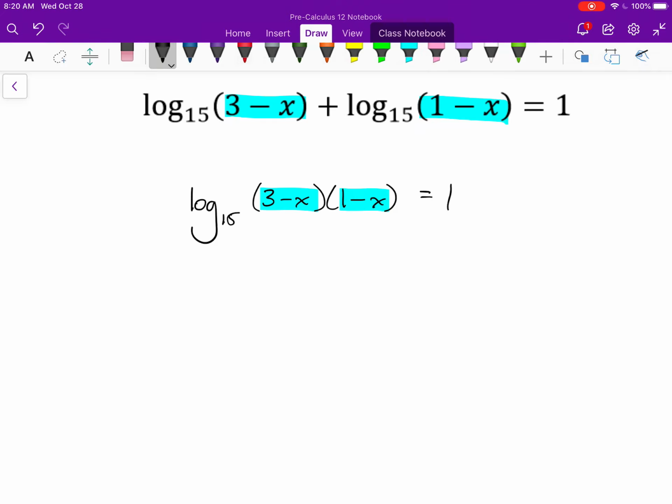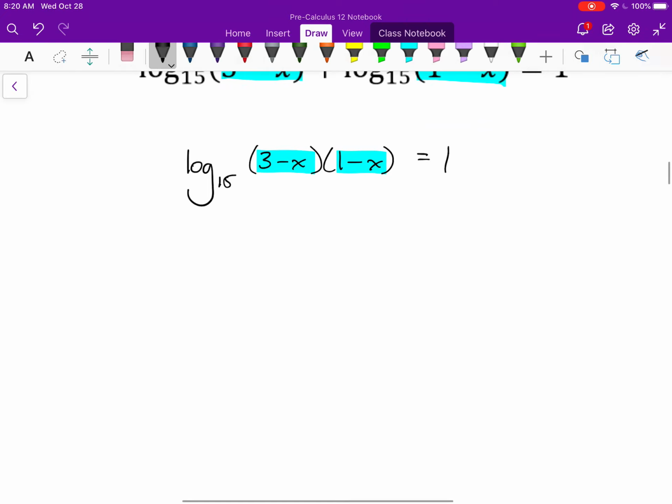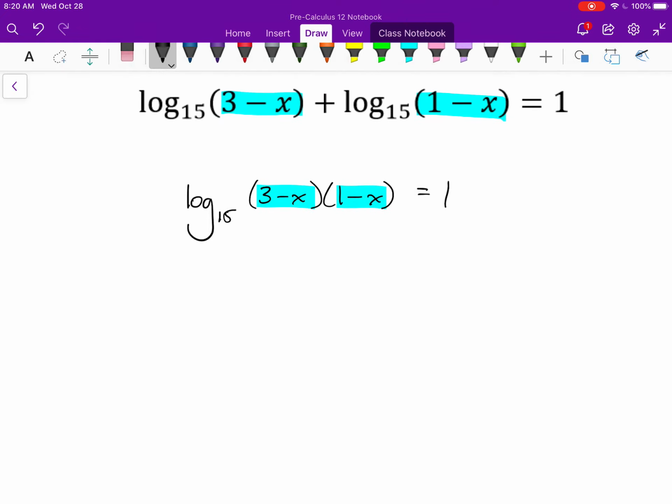And if I write it like this, I now have something that is still a bit messy, but it's not as messy as before. There's less stuff going on. I have a single logarithm equaling a value. I can put this in exponential form: 15 to the power of 1 equals (3 minus x) times (1 minus x).